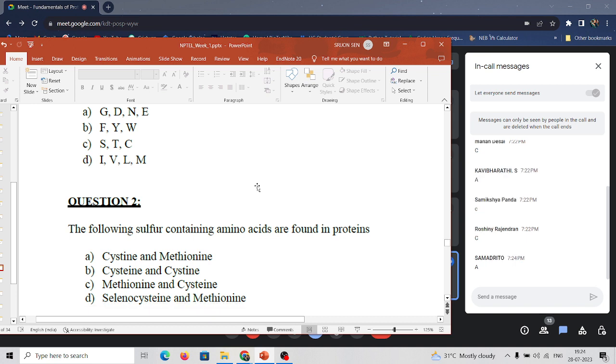The following sulfur containing amino acids are found in proteins. So which two would you expect to find in proteins? And these are sulfur containing groups.